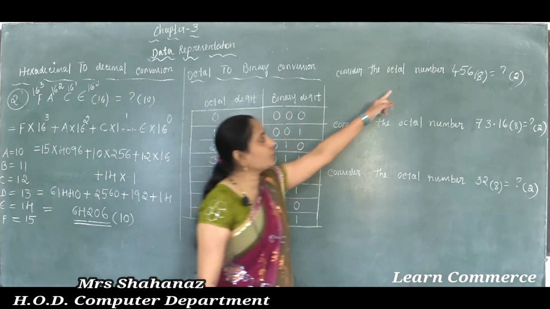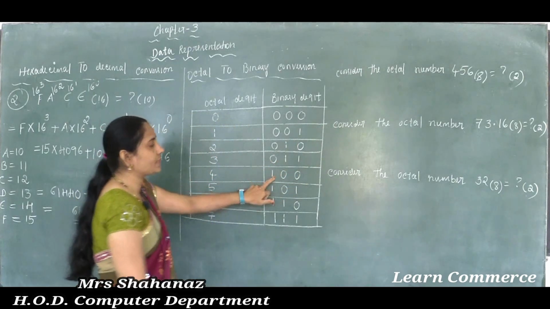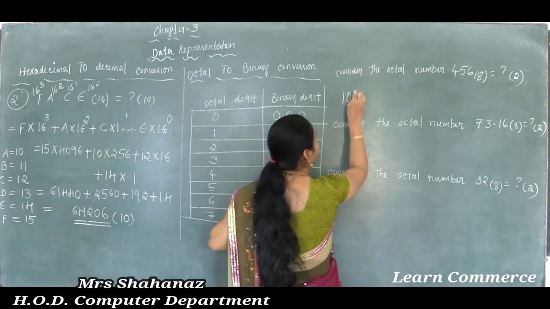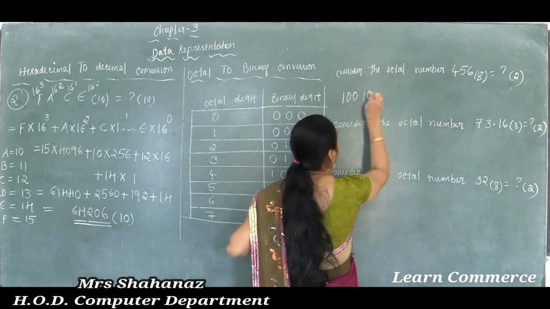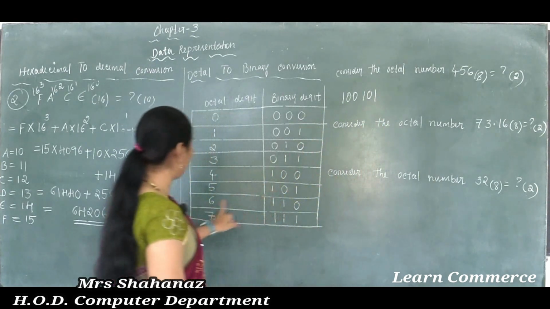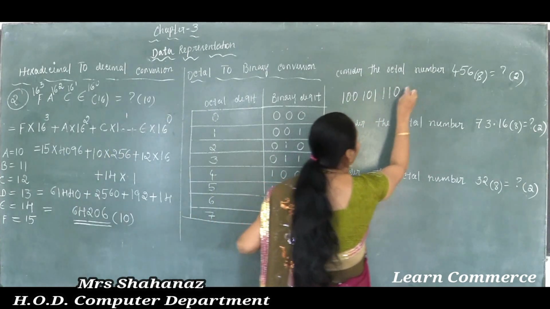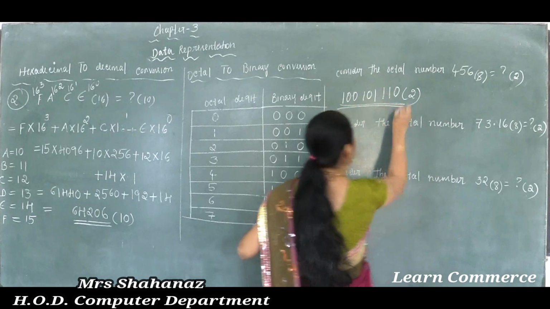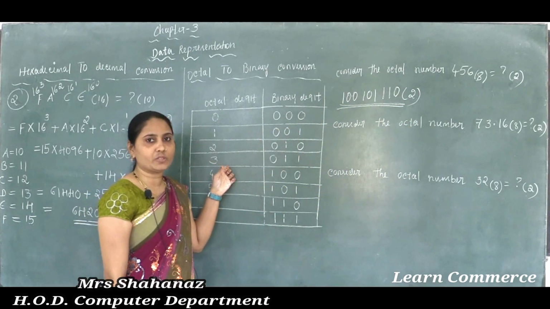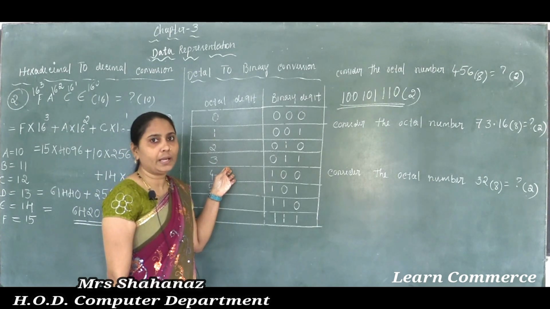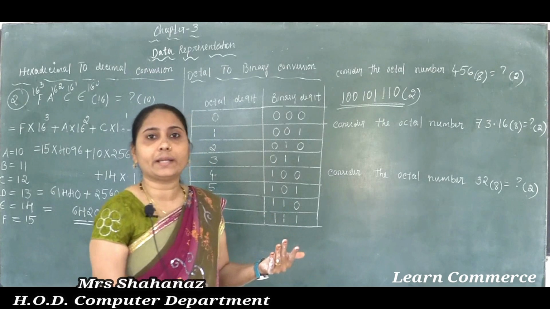So the question is 456. First of all, the 4 value: 4 means 100. The value of 5 is 101. And the value of 6 is 110. So 110. Now this is the answer of this question. Clear this point here, very easily. Just by using the table, if you know the table values perfectly, then it is very easy to get the marks.